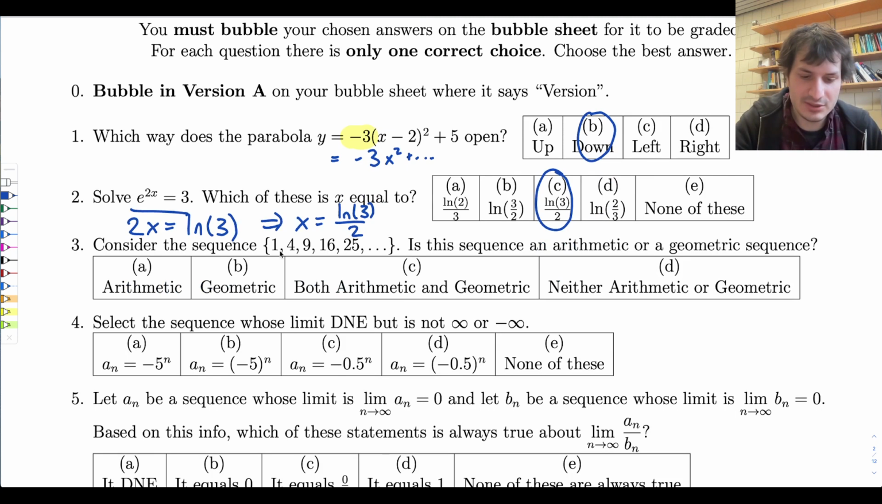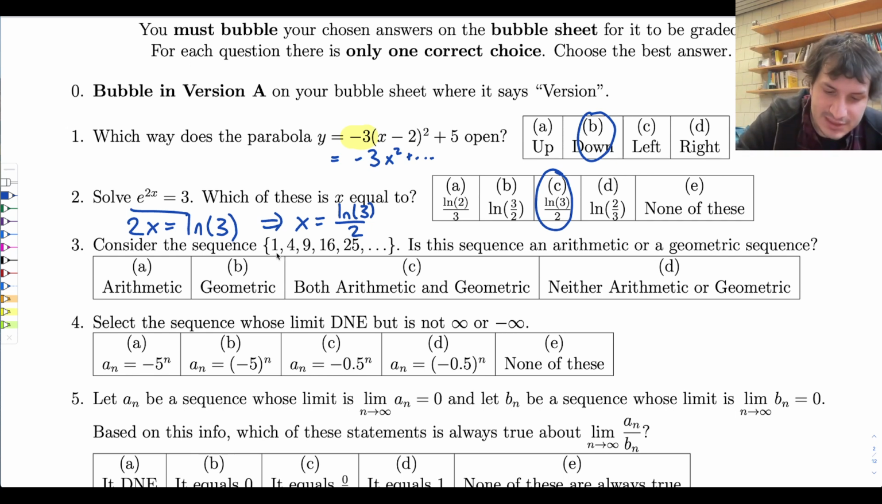Okay, consider the sequence 1, 4, 9, 16, 25. Is the sequence an arithmetic sequence or a geometric sequence? This is the sequence of square numbers. This is the first example we had of a sequence in class. 1 squared, 2 squared, 3 squared, growing by squares.